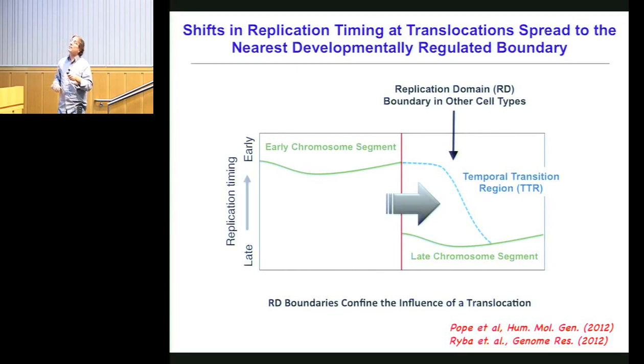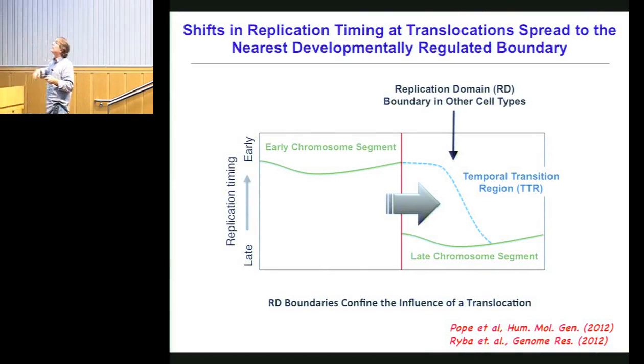And the evidence that the boundaries of replication domains are important is that where this new temporal transition forms is always at the position of a temporal transition region in some other cell type. So the cell is recognizing that in another cell type, this would be a temporal transition region. So this has meaning to the cell, and it's as if these replication domain boundaries are confining the influence of this translocation to the TAD that was translocated.